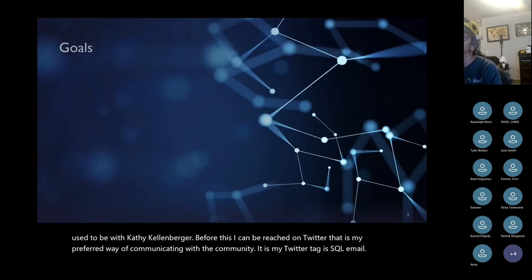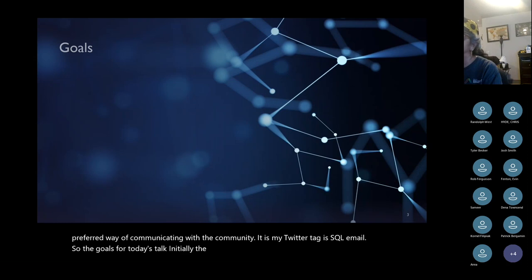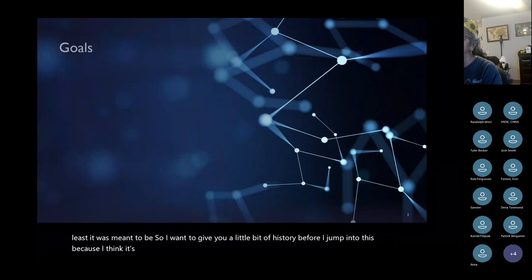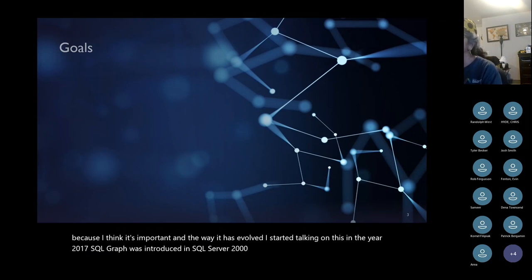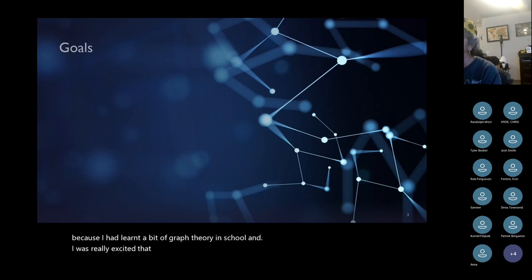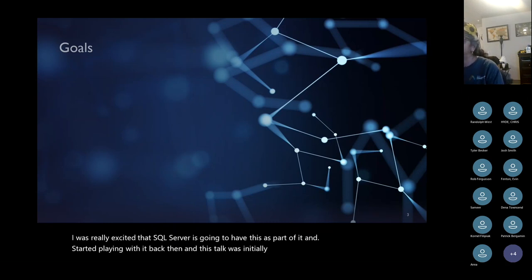So the goals for today's talk. Initially, this talk was a one-hour talk entirely on SQL Graph, or at least it was meant to be. So I want to give you a little bit of history before I jump into this, because I think it's important. And the way it has evolved, I started talking on this in the year 2017. SQL Graph was introduced in SQL Server 2016. So 2017 was when I got interested in it, because I had learned a bit of graph theory in school, and I was really excited that SQL Server is going to have this as part of it, and started playing with it back then. And this talk was initially about SQL Graph entirely.